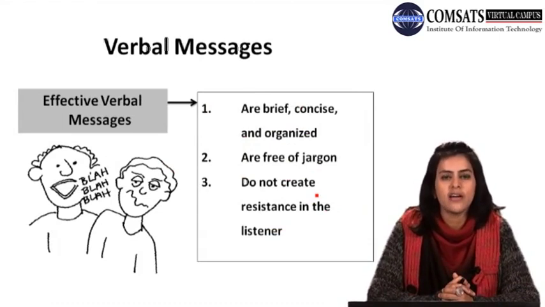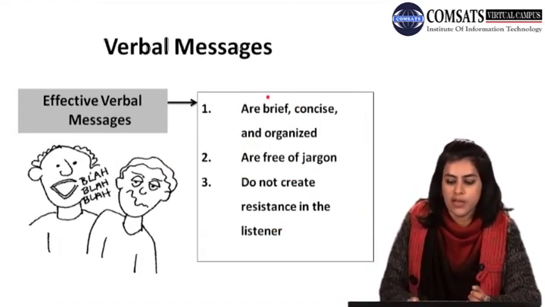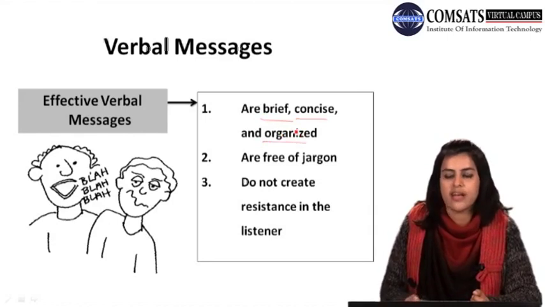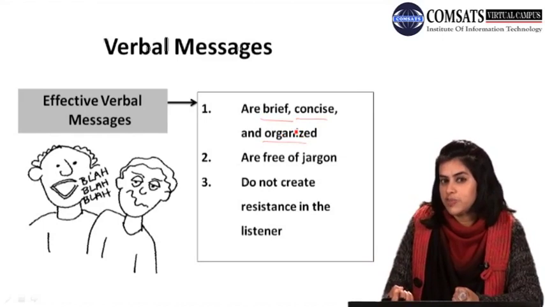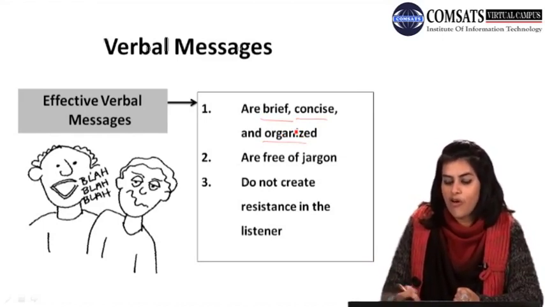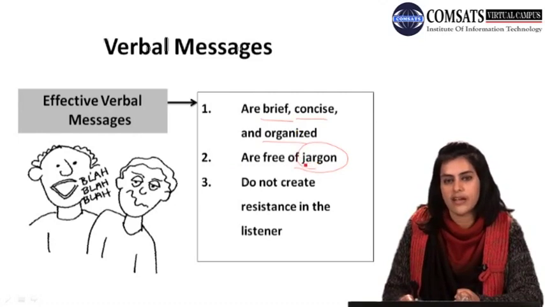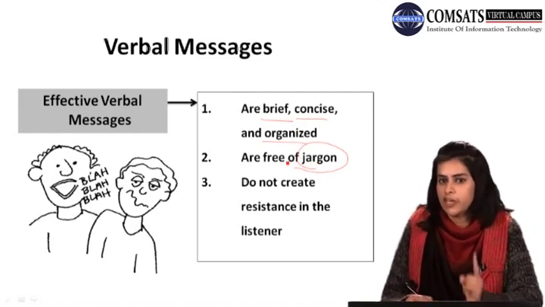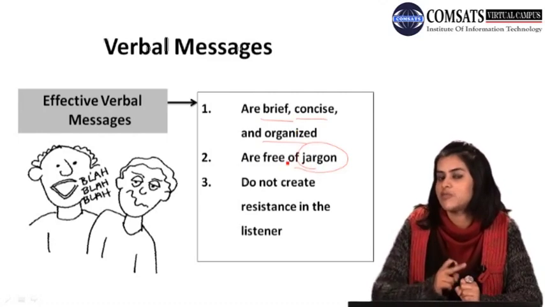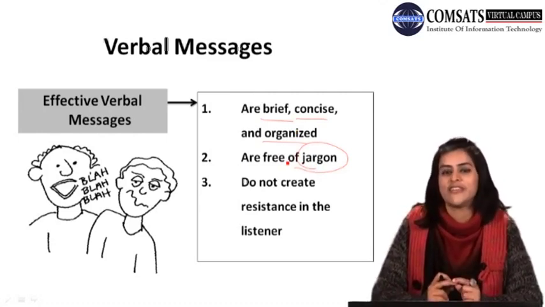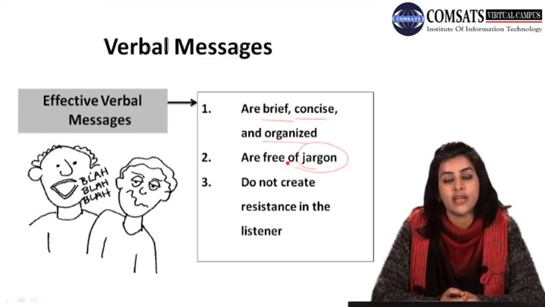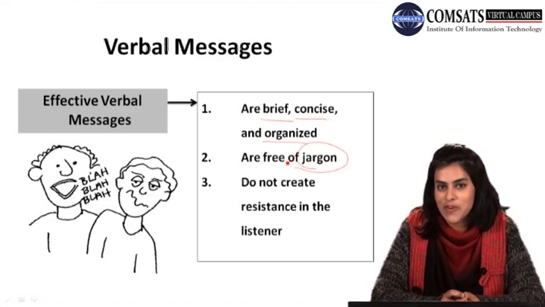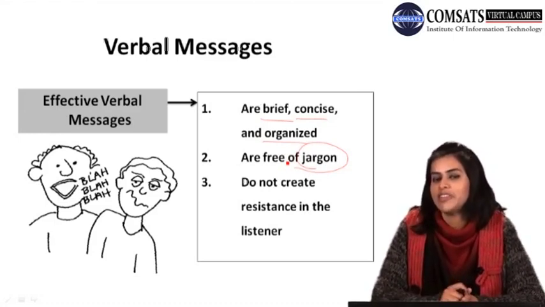Now let's try to read and define each one of them in detail. Effective verbal messages should be brief, concise, and organized. So they should be terse, crisp, and clear, and concise enough to be understandable by your audience. They must be free of jargon. Now what is that jargon? Tell me. You are supposed to tell me, because I have already discussed it with you earlier. Yes, you said that jargon is a category of words that is understandable within a group of people. Very good.